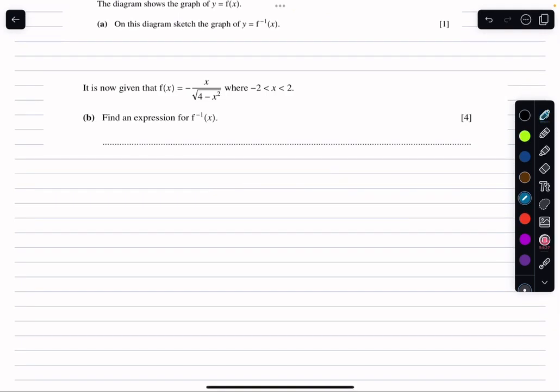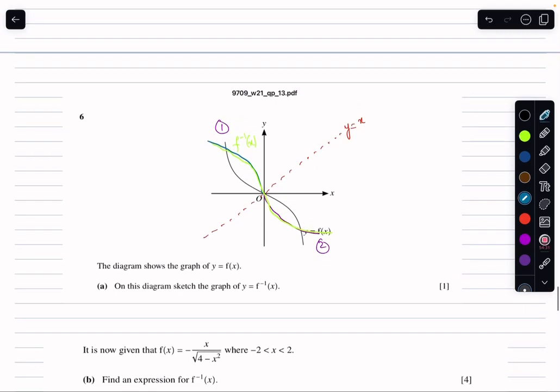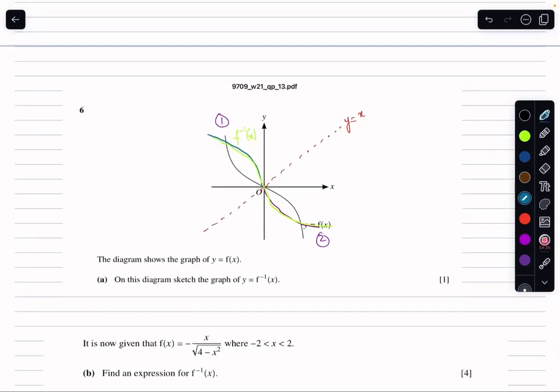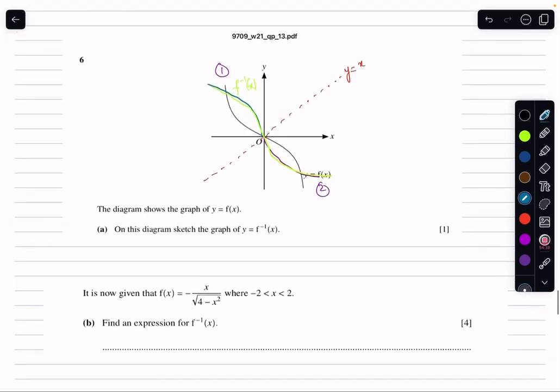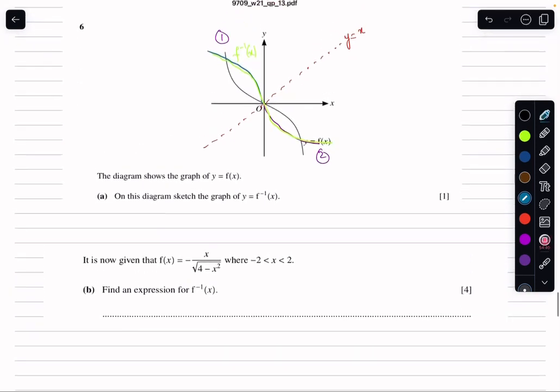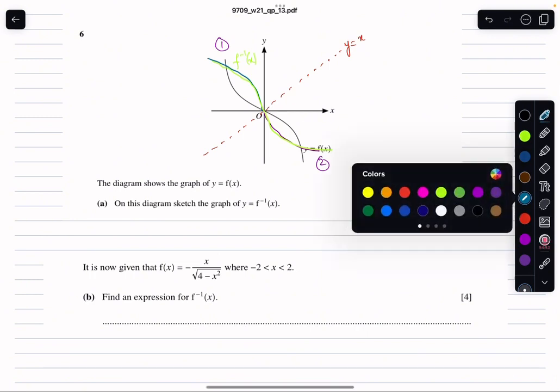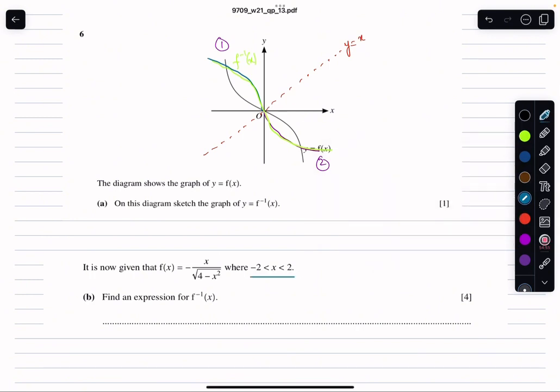Now for the same question, it is given that f of x equals negative x divided by the square root of 4 minus x squared. Initially they just gave the curve y equals f x, and we got the sketch of the inverse function. Now they have limited the function: the domain is from negative 2 to positive 2. So find an expression for f inverse of x.